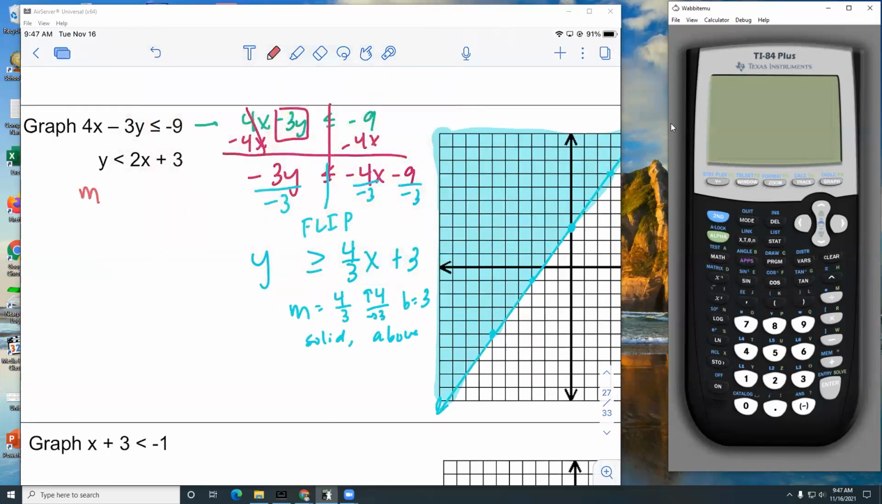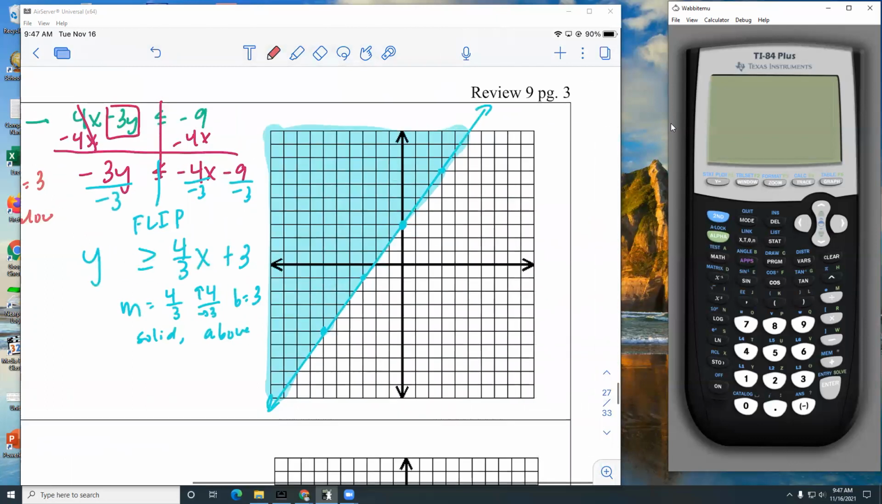All right. Now, the next one is really nice because they've already got it solved for y for us. So my slope is just 2. So I'm going to go up 2, right 1. And my y-intercept is at 3. It is a less than sign, so it's going to be dashed. And I'm going to shade below.